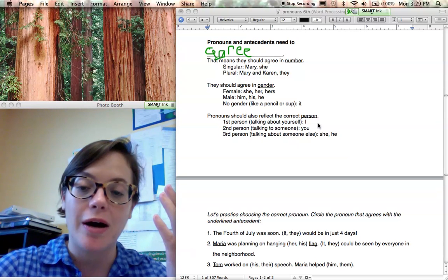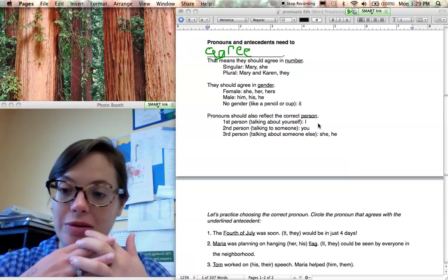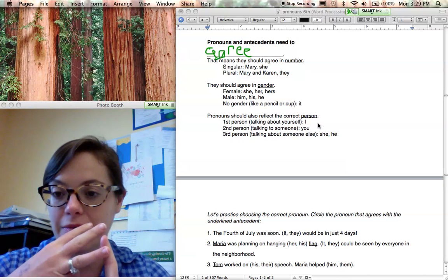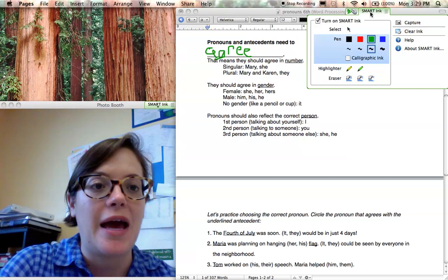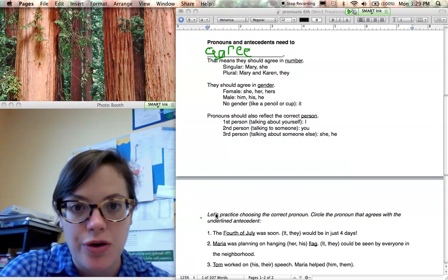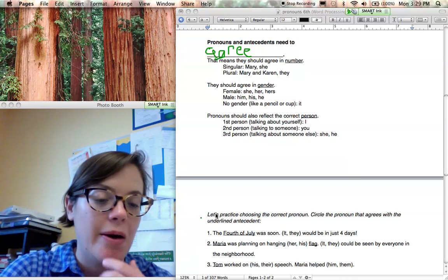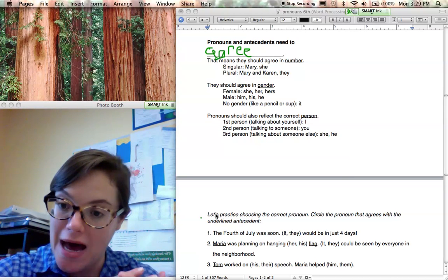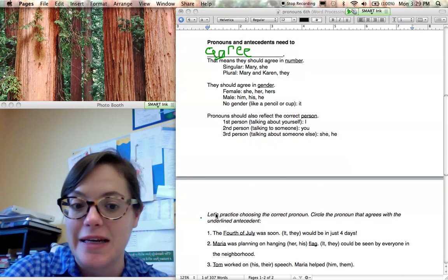So we want our pronouns to match, we want them to agree, in number, gender, and person. All right, now let's look at some examples down here. So flip your paper over. And we want to choose the correct pronoun. So it needs to match, it needs to agree with the underlined antecedent.